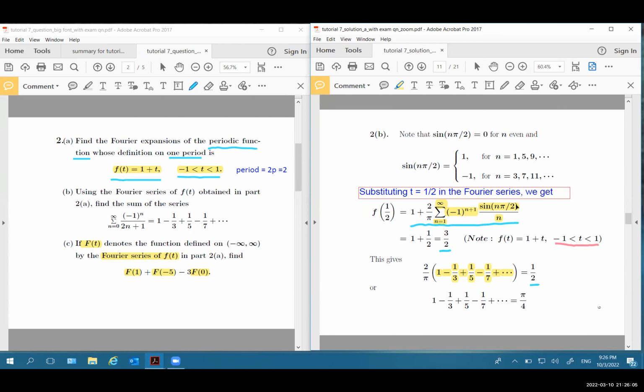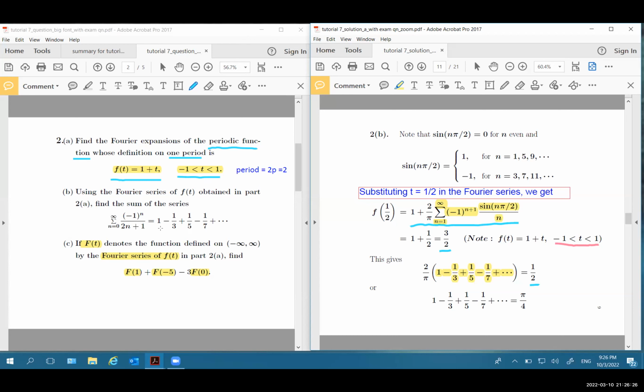Sine 3 pi over 2 divided by 3. Okay, sine 3 pi over 2 is -1. So you are going to get -1/3. All right, so you just go through all this, n equal to 1, 2, 3, 4, and so on. Then you will be able to get this. All right, now, and this is the series.